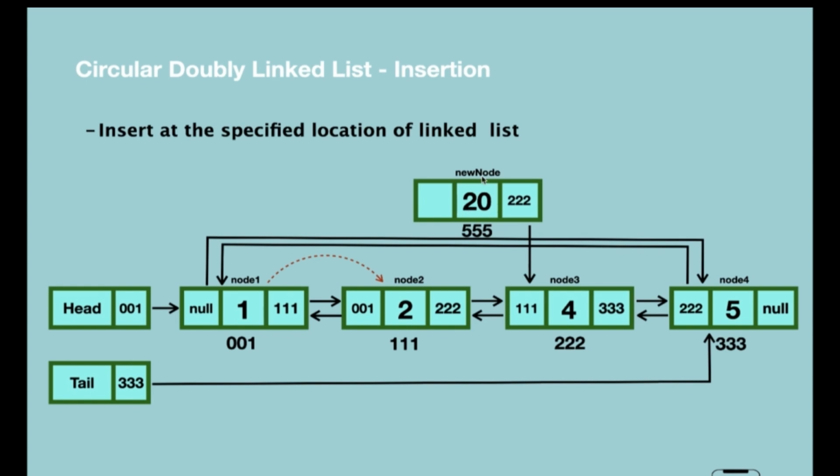Now the next step is we need to update previous reference of new node over here. So the previous reference of new node has to point to physical location of node 2. So we know that node 2's physical location is 111. So by updating the previous reference of new node to 111, we create a reverse link between new node and node 2 over here. Then the next case is we need to create a link between node 2 and new node. So we know that new node's physical location is 555. So by updating 555 to the node 2's next reference, we create a link between them.